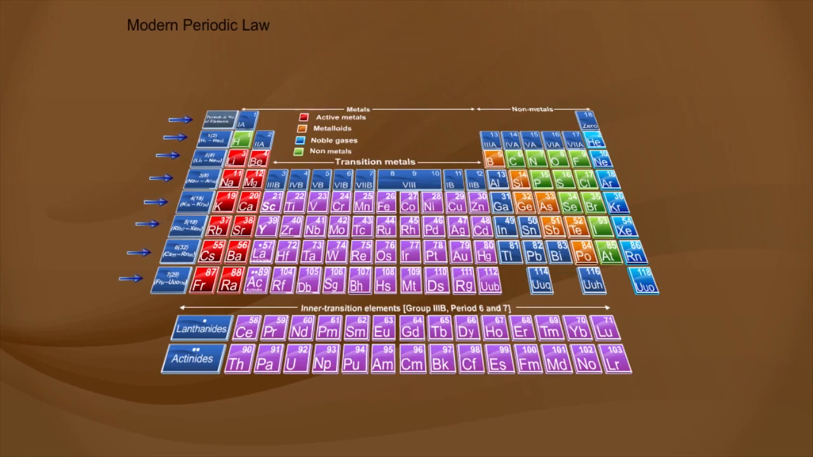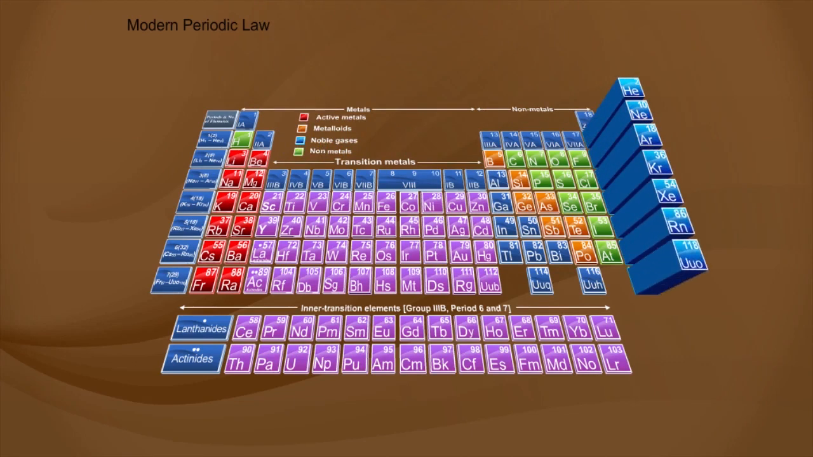The horizontal rows in the periodic table are called periods. There are 7 periods in all, and each period has consecutive atomic numbers, so it goes on increasing. The vertical columns in the periodic table are called groups, as you can see here. There are 18 groups in the long form periodic table. The elements in each group do not have consecutive atomic numbers.